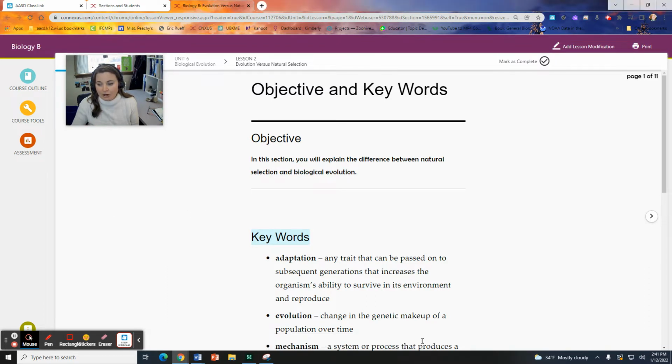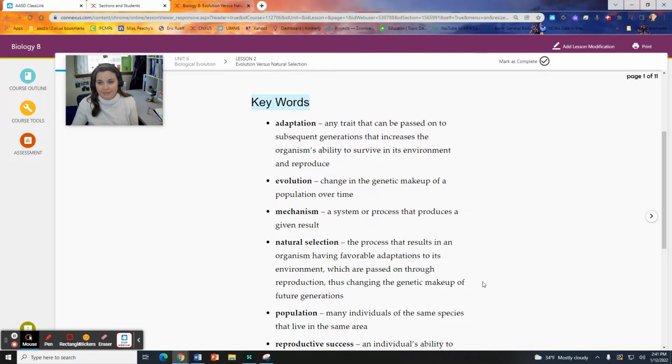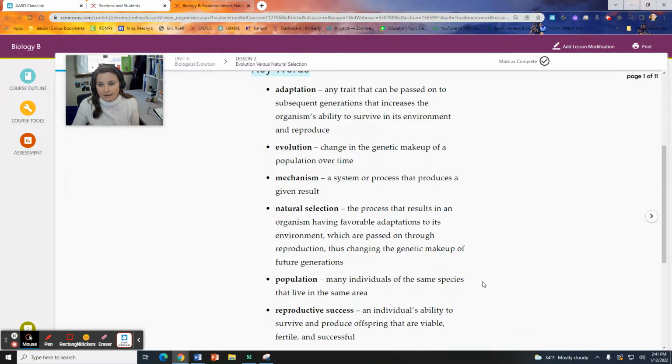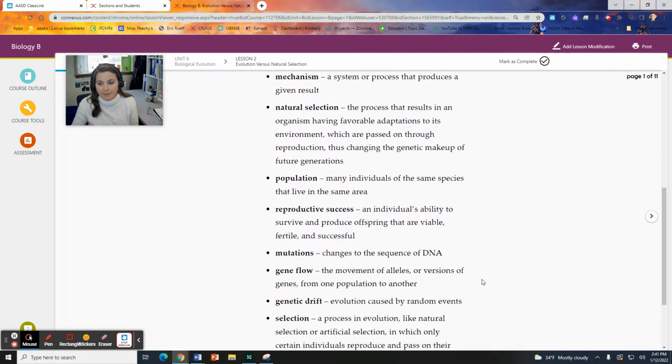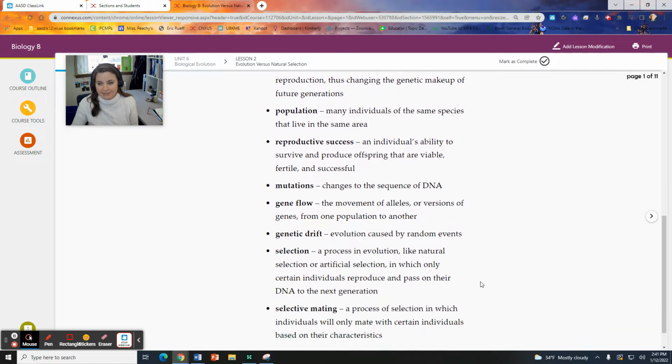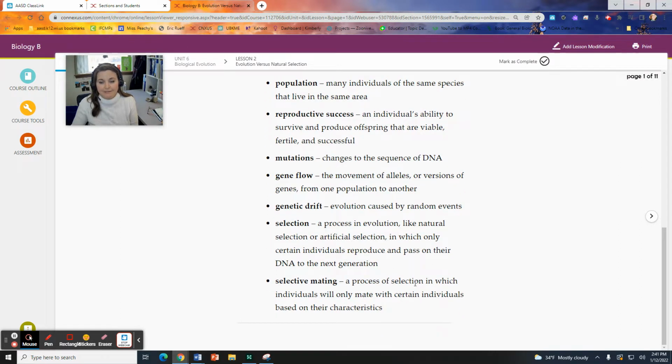So our key terms here are adaptation, evolution, mechanism, natural selection, population, reproductive success, mutations, gene flow, genetic drift, selection, and selective mating. And remember, as always, there's a link right below my picture on my website, which will link you to a notes guide or an outline for you to follow for this lesson.